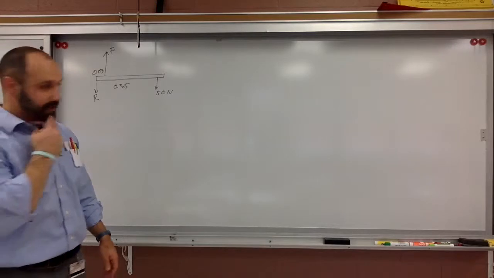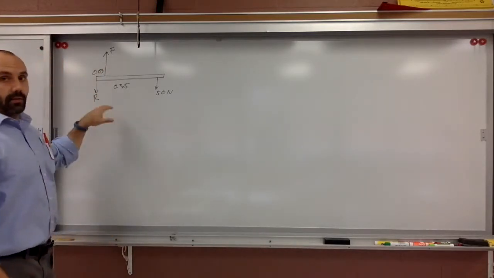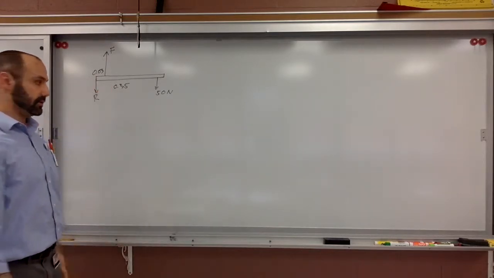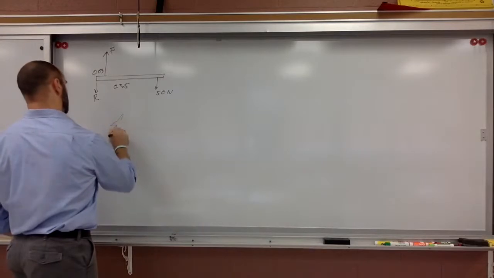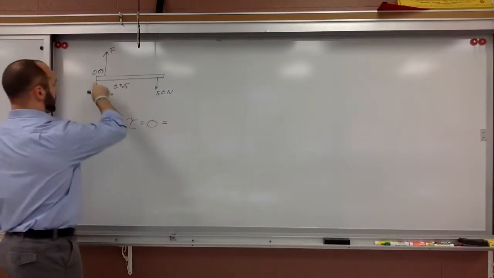Okay, and so how do we solve this problem? We want to find what F and R are. I want R to cancel out, so as a result, I'm going to make this my 0 point for calculating the torque. So the net torque is 0. So what are my torques? Well, R times 0.